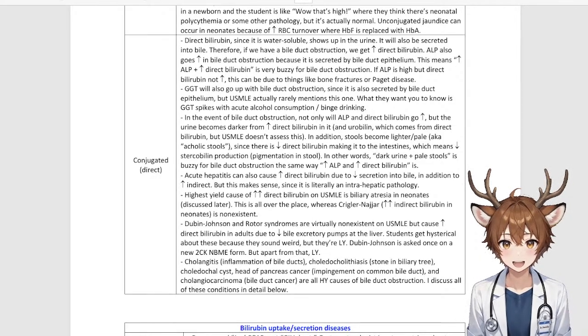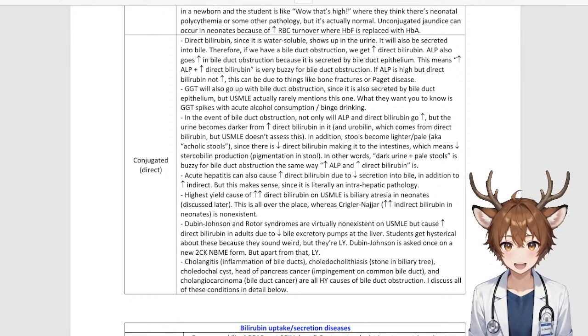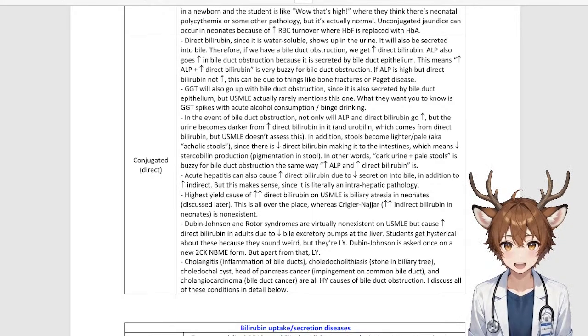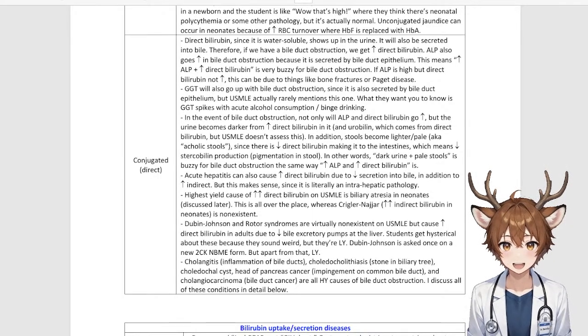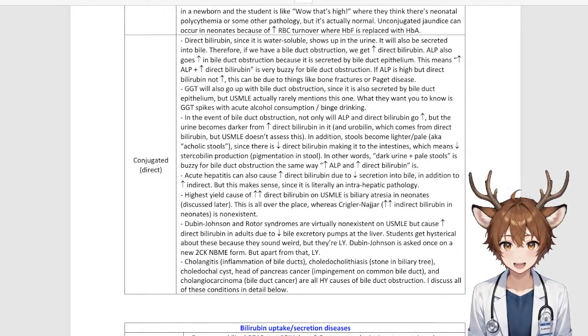So conjugated or direct bilirubin. Direct bilirubin, since it is water-soluble, shows up in the urine. It will also be secreted into the bile. Therefore, if we have a bile duct obstruction, we get an elevated direct bilirubin. ALP also goes up in bile duct obstruction because it is secreted by the bile duct epithelium. This means that the increase in ALP plus the increase in direct bilirubin is very buzzy for bile duct obstruction.